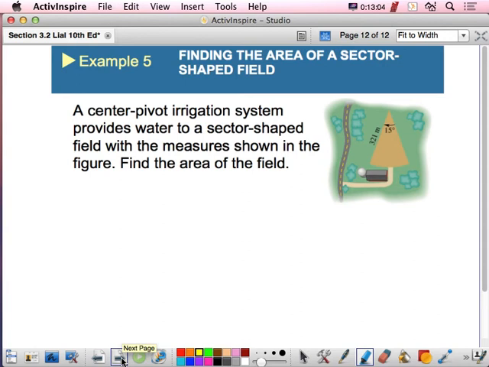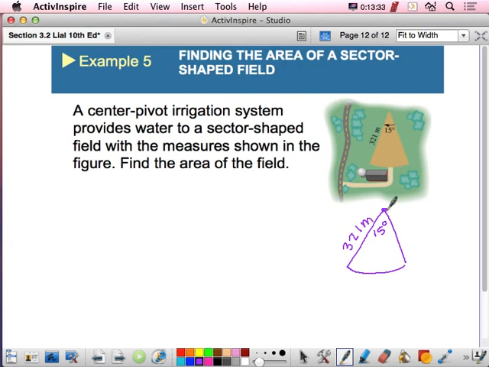So we have a center pivot irrigation system that provides water to a sector-shaped field with the measures shown in the figure to the right. We would like to find the area of the field. I don't know if it's easy for you to see, so I'll redraw it for you. This angle is 15 degrees. This radius is 321 meters. And I want to know the area of that sector that my irrigation system is going to irrigate for me.